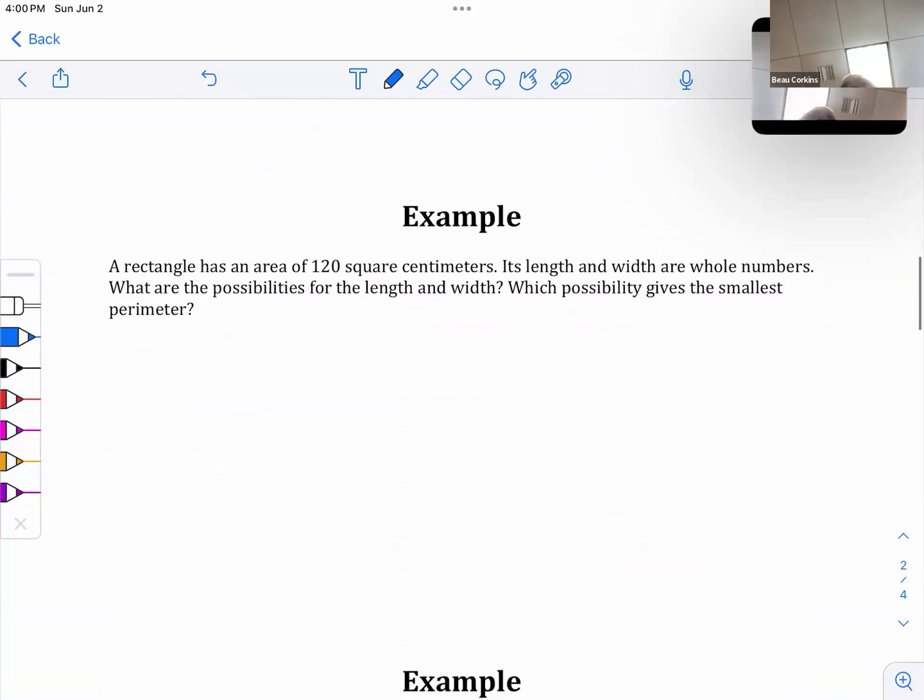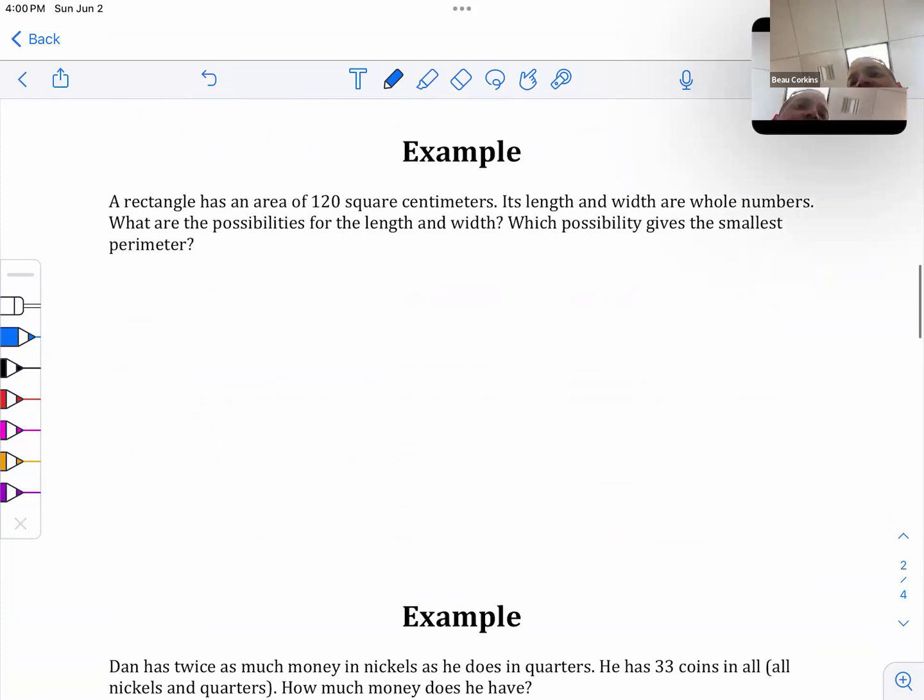And we're going to look at a lot of examples here in this first section, just to get an idea of various types of problems we'll be dealing with. A rectangle has an area of 120 square centimeters. Its length and width are whole numbers. What are the possibilities for the length and which possibility gives the smallest perimeter? So this is a big one for an example of making a list.